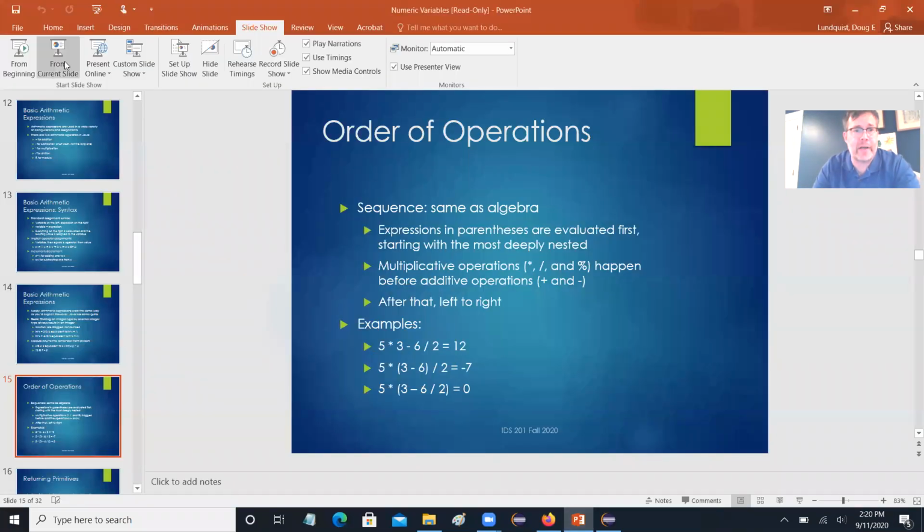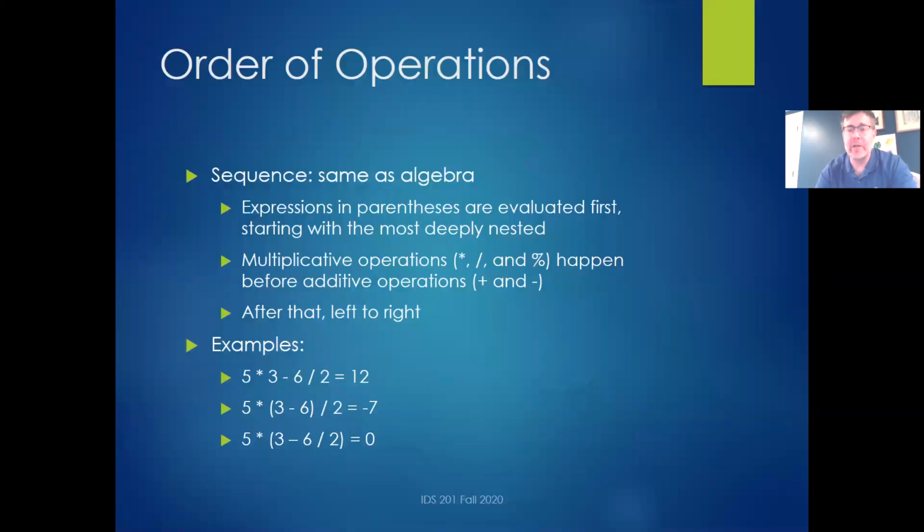So that's basic math stuff. Now, we understand the operations, but the next thing is the order of operations. So in some ways, same as algebra, but not exactly. Expressions in parentheses get evaluated first, starting with the most deeply nested. So parentheses within parentheses happen first, for example. Then in general, multiplicative operations, multiplication, division, and modulo happen before additive operations, right? Addition and subtraction. And after that, left to right. So we'll have plenty of examples at the end of the slides. We'll get there. But here are three examples of how order of operations is important.